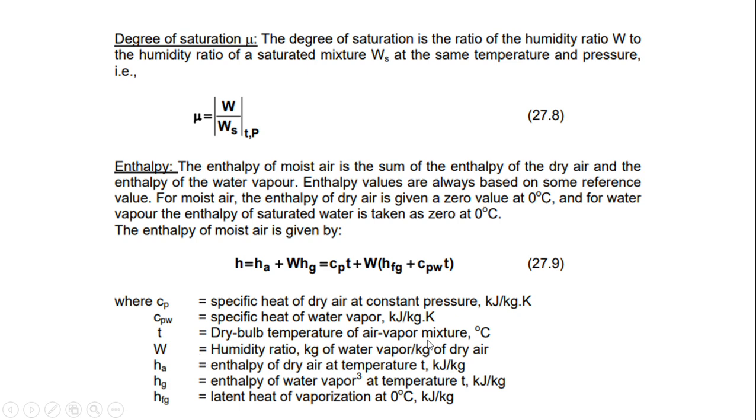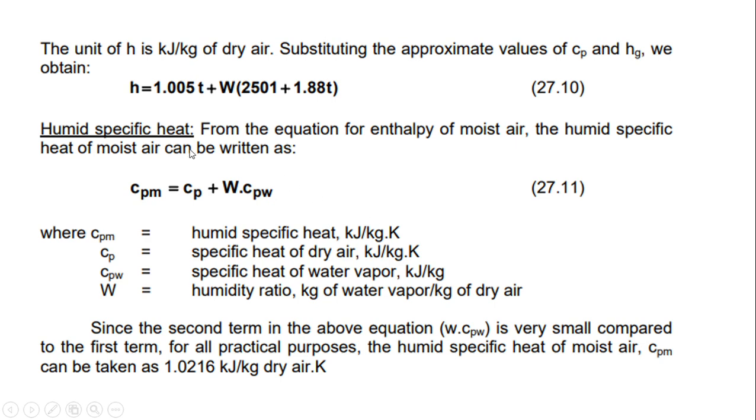W is the humidity ratio, ha is the enthalpy of dry air at temperature t, hg is the enthalpy of water vapor at temperature t, and hfg is the latent heat of vaporization. The unit of h is kilojoule per kg of dry air. Okay, when you substitute the values of Cp and hg, you will get this equation.